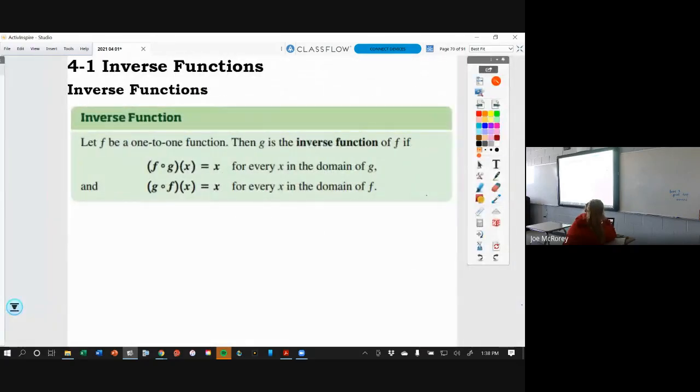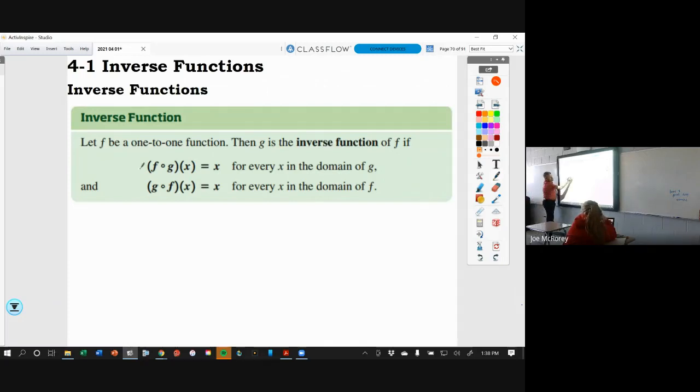Inverse function, let f be a 1-to-1 function. Then g is the inverse function of f if 2 things must be true. So basically what we have here is 2 functions, function f and function g. If f of g of x is equal to x, and g of f of x is equal to x, then g is the inverse of f. Both of them have to be true.